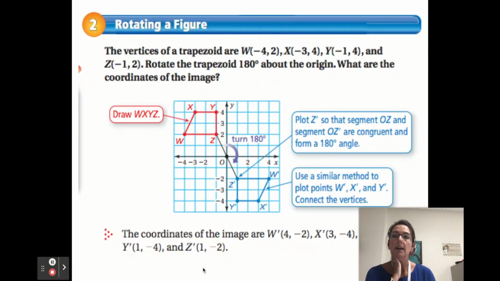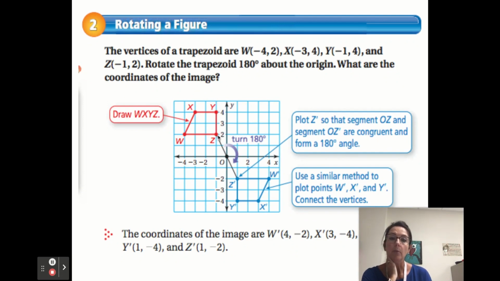All right. Looking at an example from your book, here are the vertices of a trapezoid. Here's our original. We're going to draw the original. That's something you're going to be asked to do. And then you're going to rotate it 180 degrees about the origin. What are the coordinates of the image? So one thing we haven't been asked to do so far is work with the notations, and I'm going to be giving you those shortly. So I'll give you the notations that you can write down in your notes with the next example.